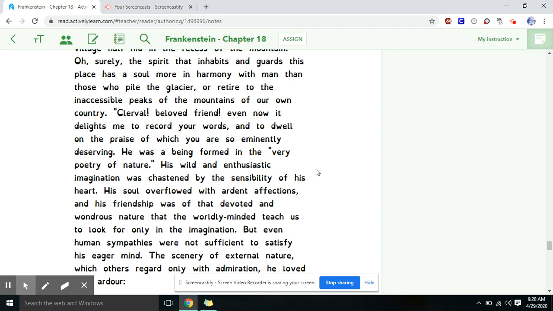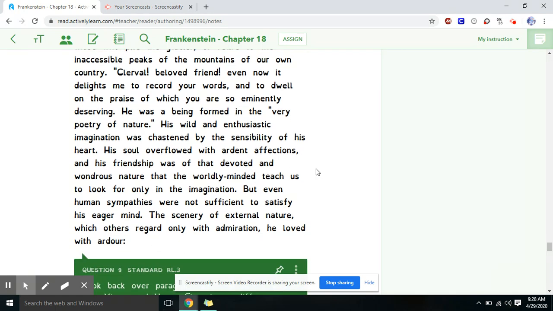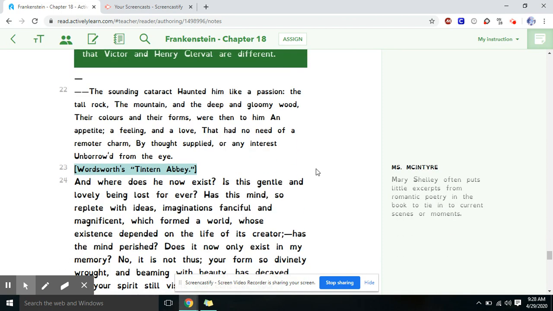But even human sympathies were not sufficient to satisfy his eager mind. The scenery of external nature, which others regard only with admiration, he loved with ardor. The sounding cataract haunted him like a passion, the tall rock, the mountain, and the deep and gloomy wood. Their colors and their forms were then to him an appetite, a feeling, and a love, that had no need of a remoter charm, by thought supplied, or any interest unborrowed from the eye. Wordsworth's Tintern Abbey.